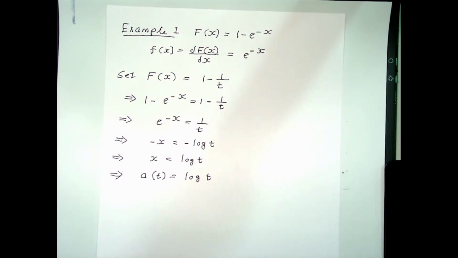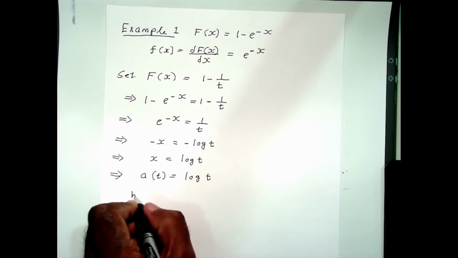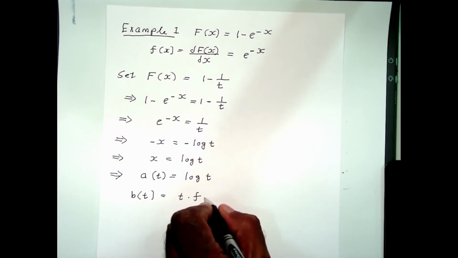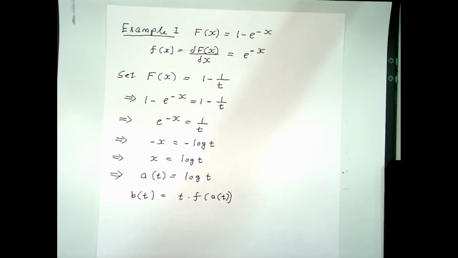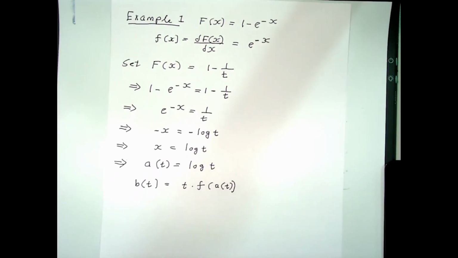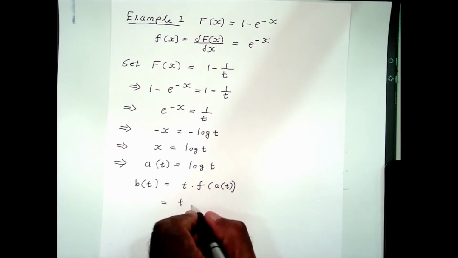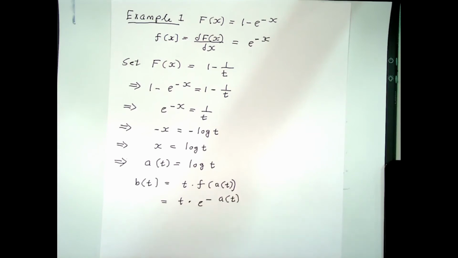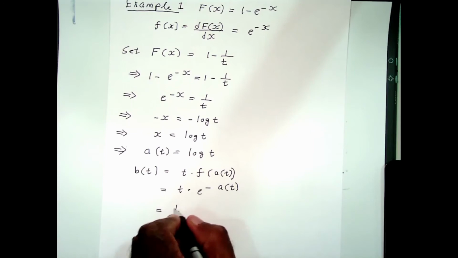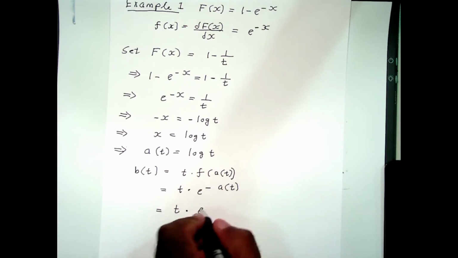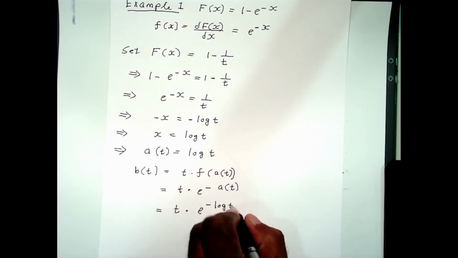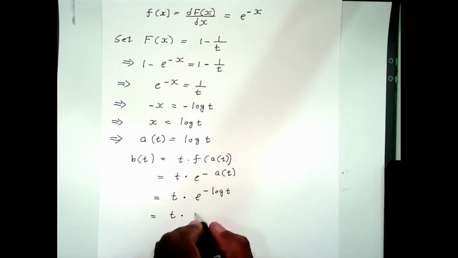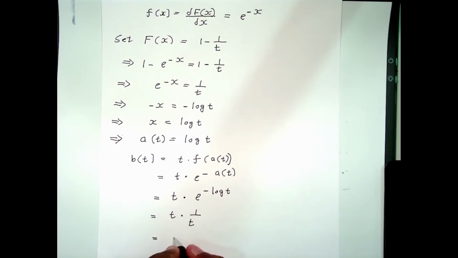Next thing we need to find is b of t. Remember, b of t is defined as t times f at a of t. Okay, so this is t times little f, which is e to the minus a of t, which is, a of t we know is log of t, right? And this is t times this guy, which is 1 divided by t, so b of t is simply 1.